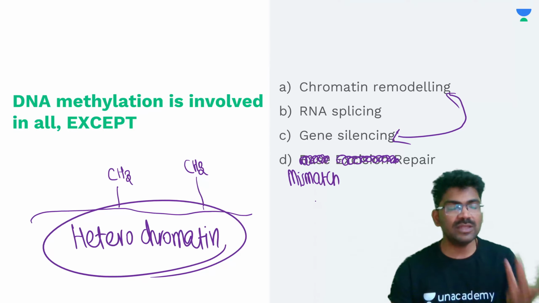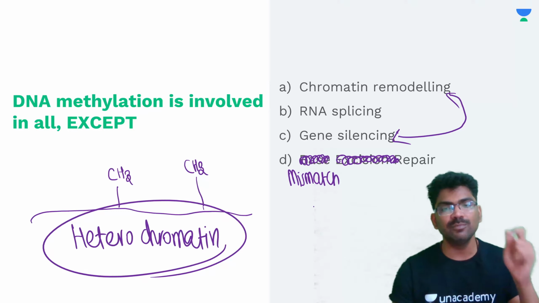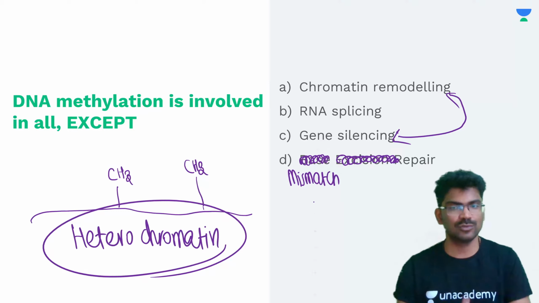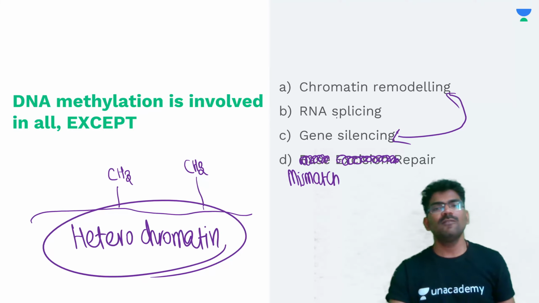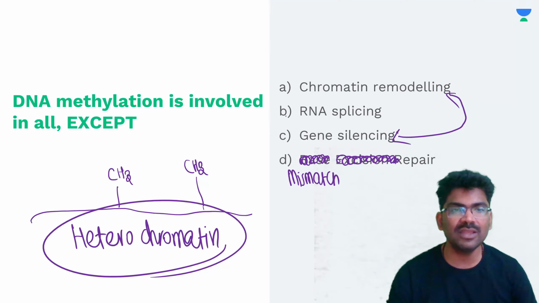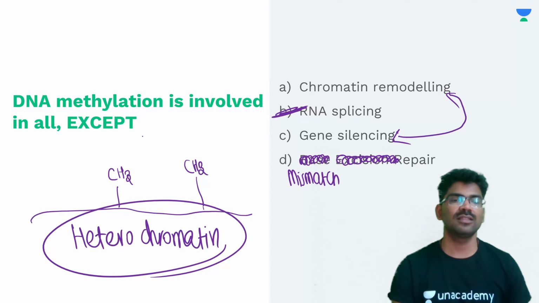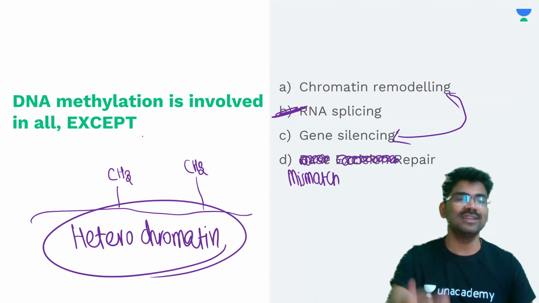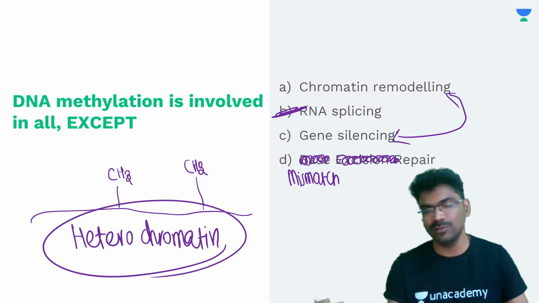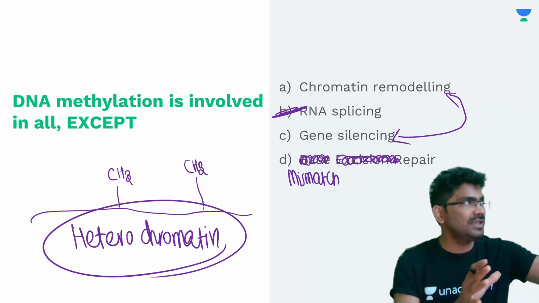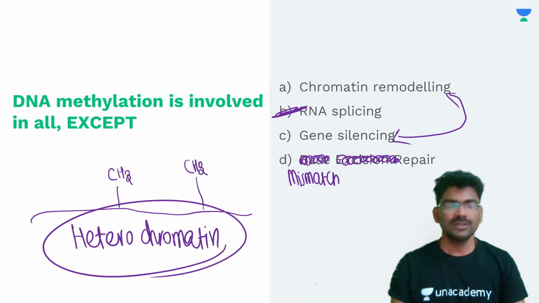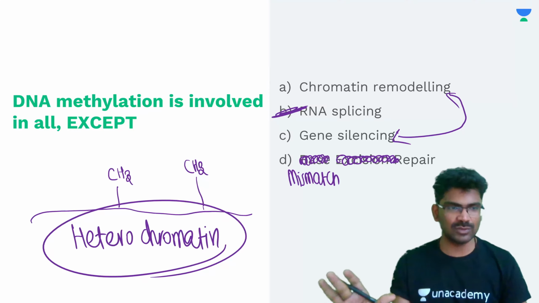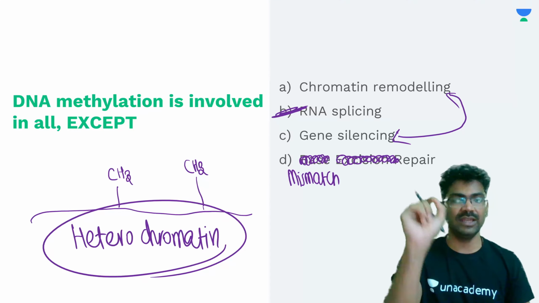Mismatch repair is due to what? It is due to methyl, right? Methyl directed mismatch repair. So in mismatch repair, obviously DNA methylation is involved. What about splicing? Splicing is happening in RNA. DNA methylation has nothing to do with RNA splicing, right? DNA methylation happens in DNA, not in RNA. How can DNA methylation affect RNA splicing? RNA undergoes methylation, that is a different story, but here they are specifically asking about DNA methylation.